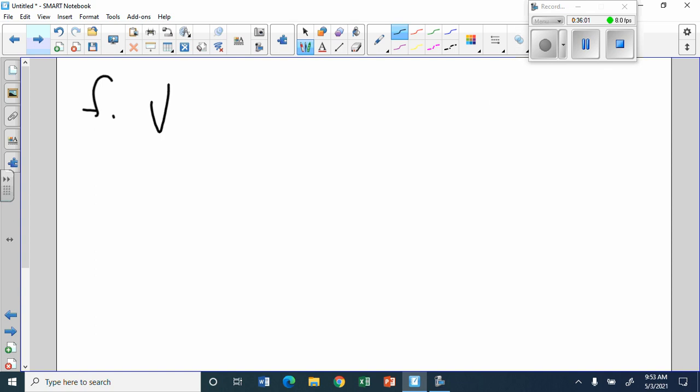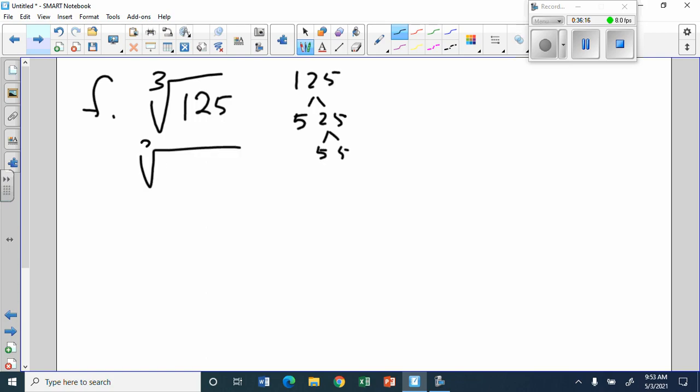F is the cube root of 125. If we go back to how we did 5 times 25, 5 times 5. So the cube root, 5 times 5 times 5. Because of the 3, I pull out groups of 3. I have a group of 3. The cube root of 125 is 5.